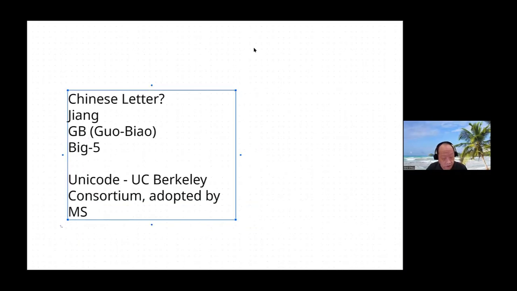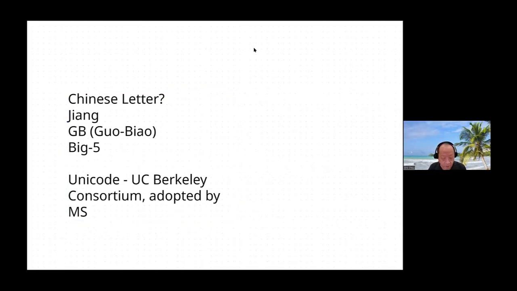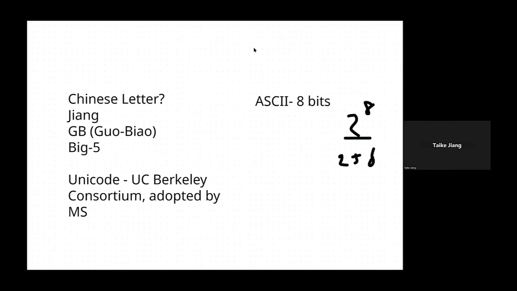Originally ASCII is 8-bit, but a Chinese letter needs more than 8 bits. How many symbols can you store? 2 to the power 8, right? Each bit is 0 or 1, so in total you can only store 256 symbols. That's way not enough for Chinese anyway. So they use Unicode.